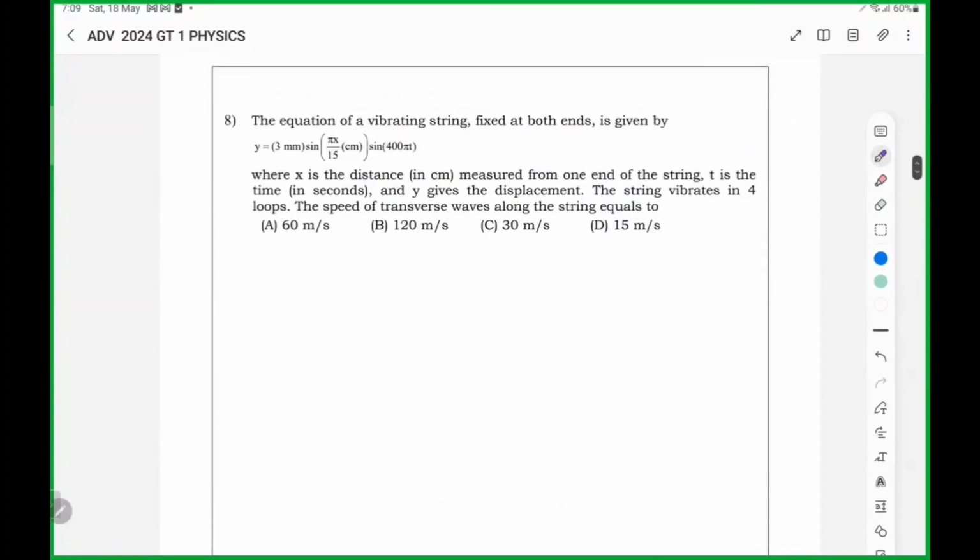Here the equation of a vibrating string fixed at both ends is given. So stationary wave equation A sin kx sin omega t. So he is asking speed of transverse waves, nothing to do with number of loops. So V here is omega by k. Omega is 400 pi, k value is pi by 15. That is 4 into 50, 60 into 100 centimeter per second, which is 60 meter per second.